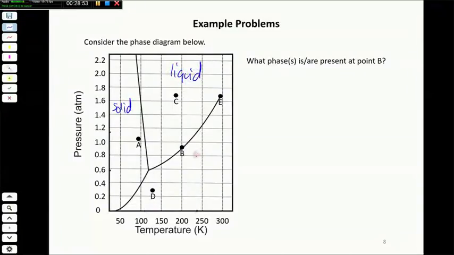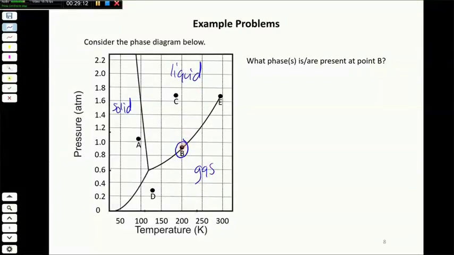This is one downside of doing Blackboard exams: you can't label the board, unfortunately, but you have to at least be able to visualize in your head where the different regions are, or crudely reproduce the diagram to see where they are. And then if we look at point B on this diagram, point B is right there, right on the line between the liquid and gas phases.